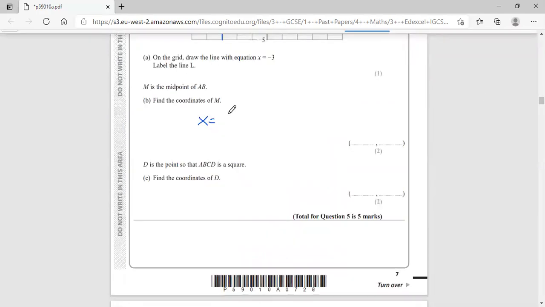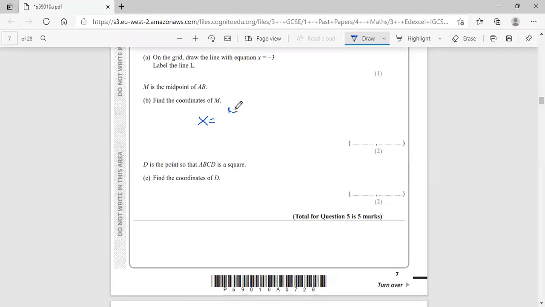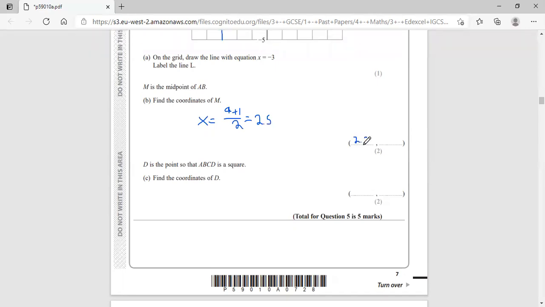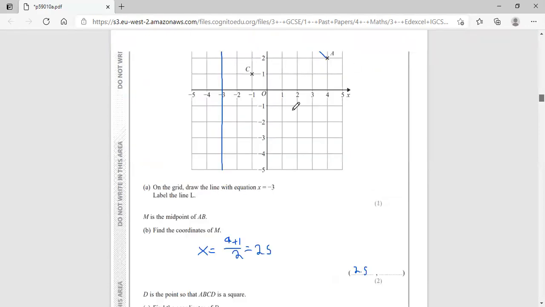So we need to add those together. So we're going to have 4 plus 1, and we have to divide that by 2. And that will give us an x coordinate of 5 divided by 2 is 2.5. Okay? So 2.5 is our x coordinate. So to work out the midpoint between 2 points, you add the coordinates together and then divide by 2. So let's do the same with y.